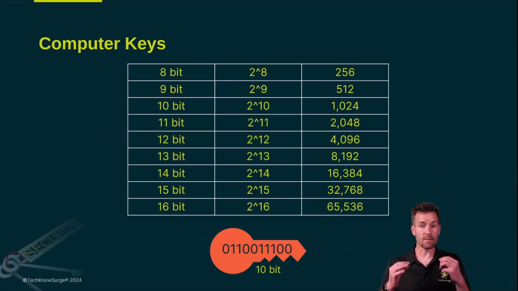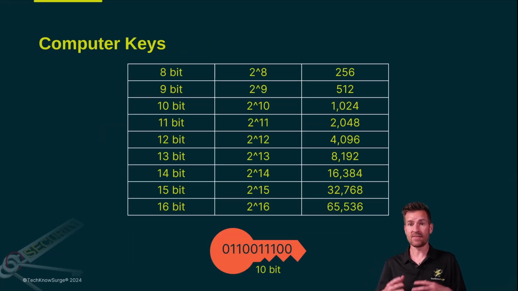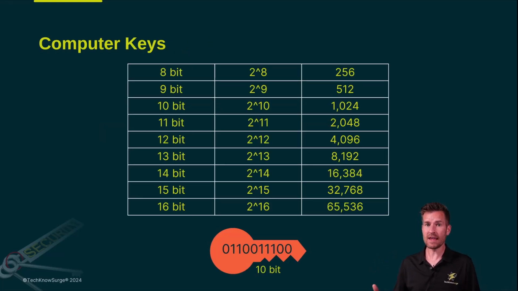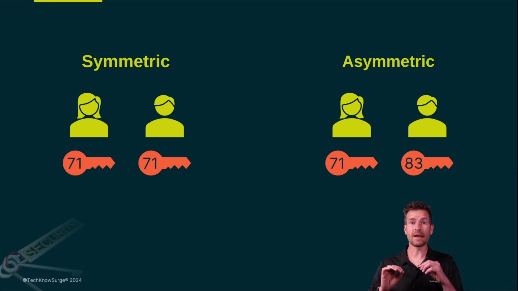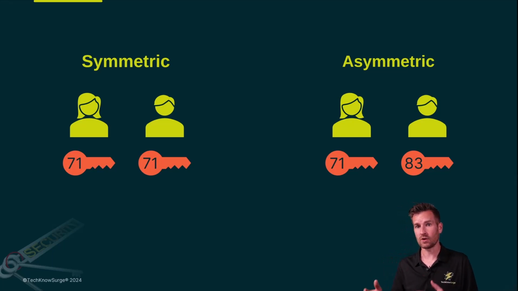We got into the importance of their keys and the length of those keys to make sure that our data is safe and secure. We went further in depth into things like hashing and pepper and salt, as well as more in depth into symmetric and asymmetric encryption.